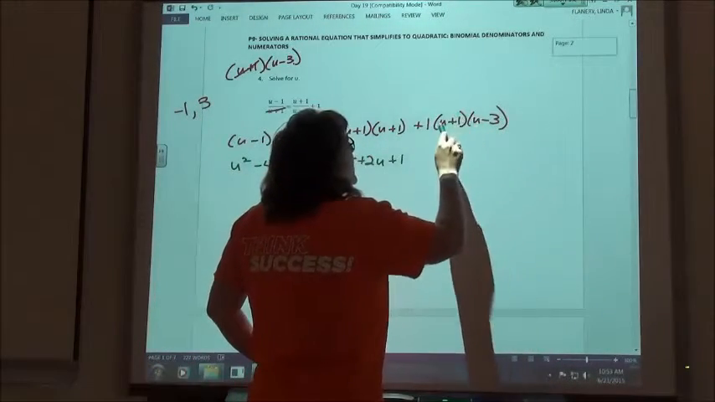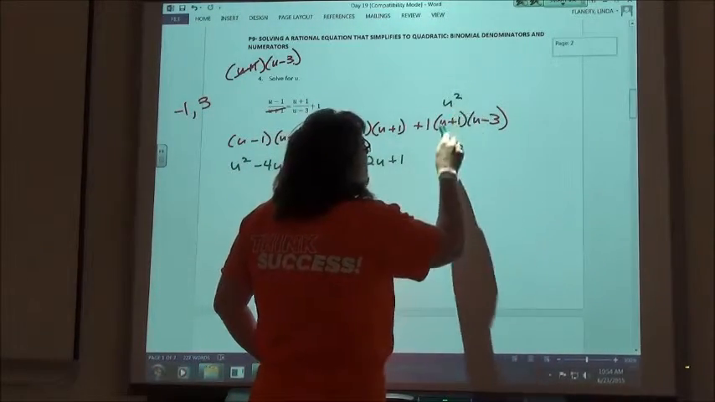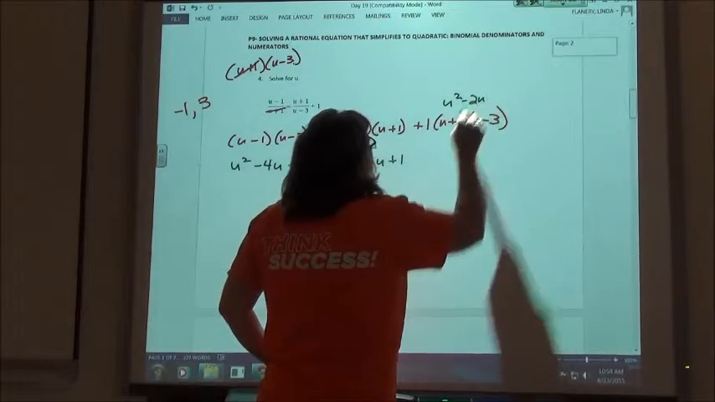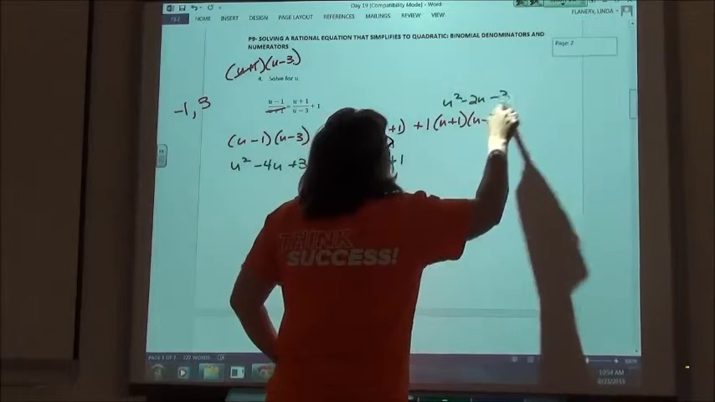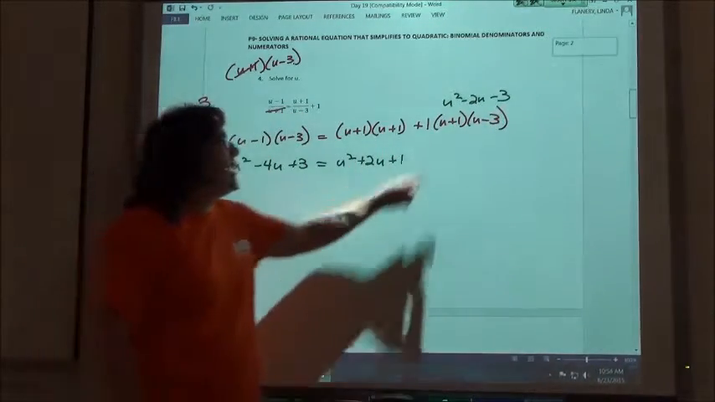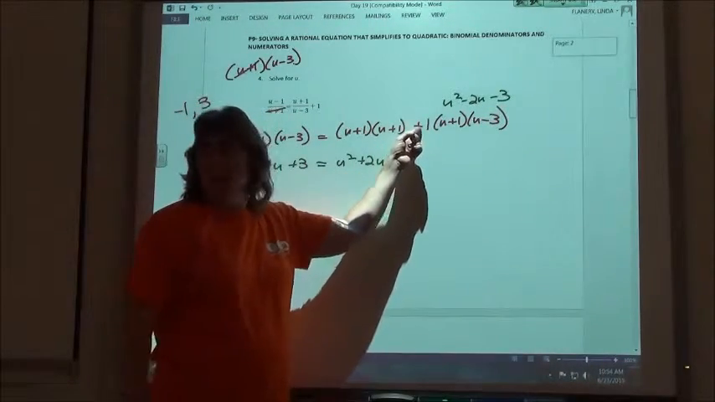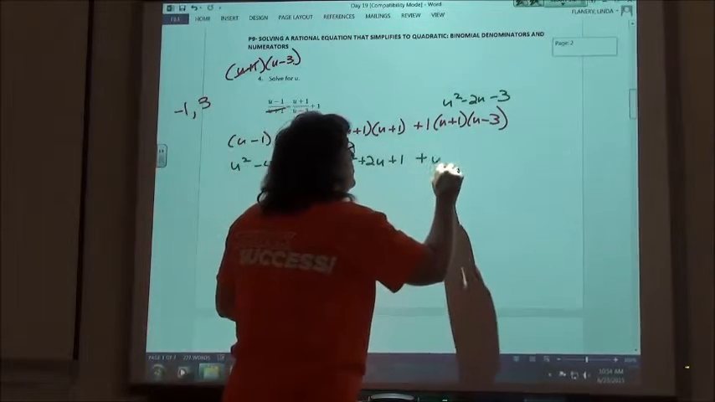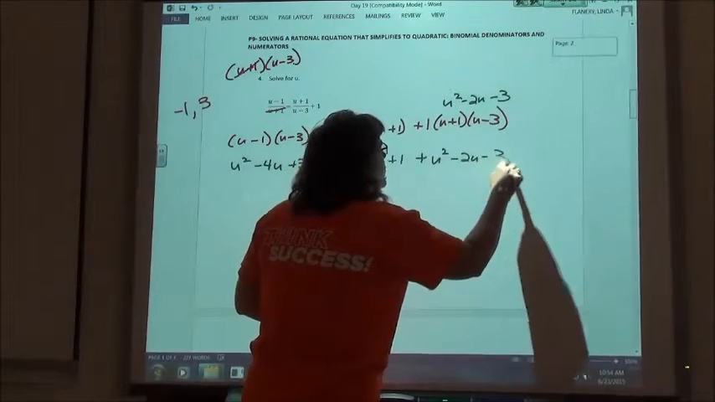Here I'm going to FOIL that out, I'm going to have u squared, I'm going to have a -3 plus 1, which is -2u in the middle, and then 1 times -3 is -3. I would have to multiply it by what's in front, but in this case there's a 1 in front, so it's going to just stay u squared minus 2u minus 3.